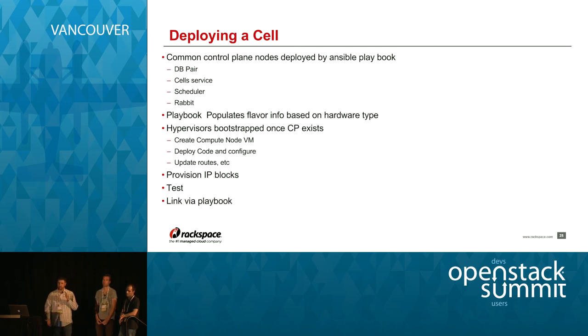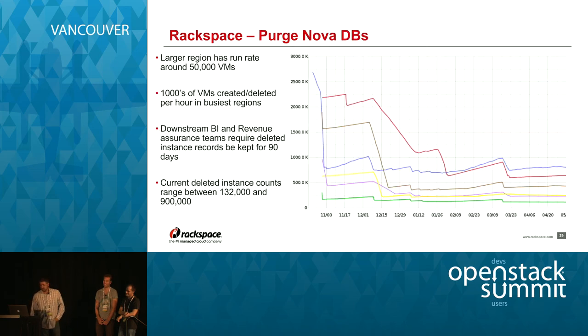After that, we provision IP blocks, we test, and then we link it up through another playbook, which you mentioned getting some of those things backwards. We've actually had one case where the Ansible assumed things in a way we didn't realize at one time, and so it actually linked up one cell as the global and caused some interesting shenanigans as things tried to schedule to the wrong place. So that's almost as dangerous as the flavor classes getting advertised wrong.